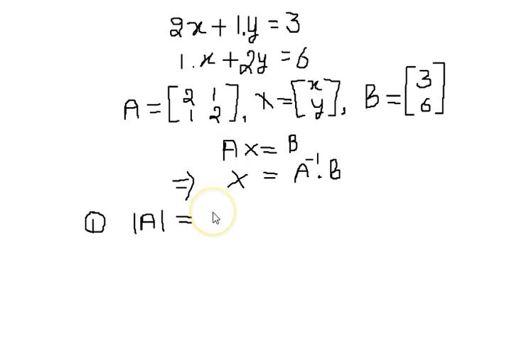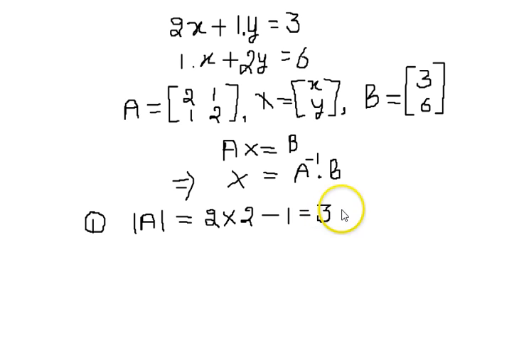So you can see over here the elements in the principal diagonal are 2 and 2. So I will multiply them, 2 times 2, minus, then you have to subtract the product of the elements of the other diagonal, which is 1 times 1. So 2 times 2 is 4, then minus 1, I am going to get 3.